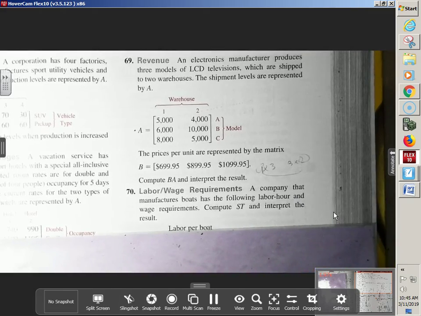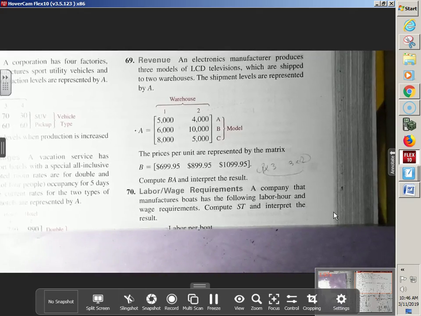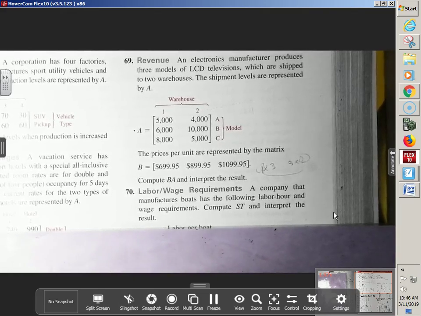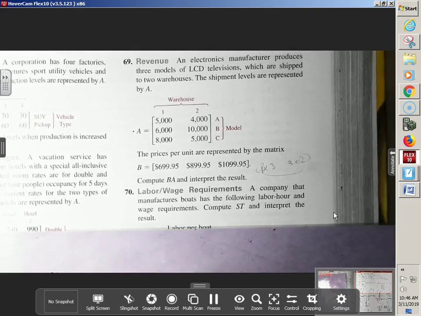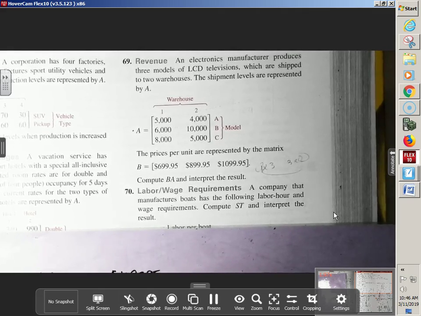Yeah, they were just seeing if it was legal, right? So if we do B times A, we're multiplying this whole matrix, 699.95. That looks like a price of a TV, right, guys? And then we have 899.95. And then we have 1,099.95.